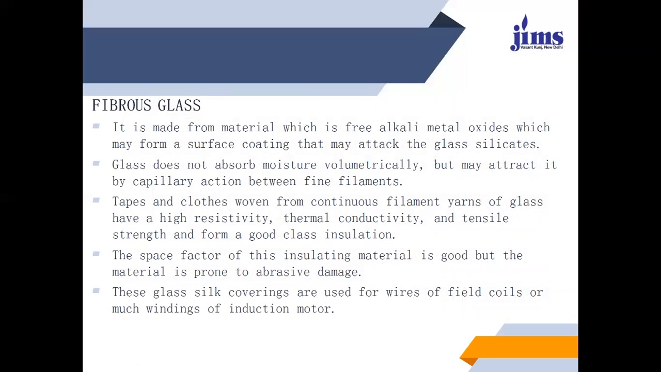Next is fibrous glass. It is made from material which is free of alkali metal oxides, which may form a surface coating that may attack the glass silicate. Glass does not absorb moisture volumetrically, but may attract it by capillary action between the fine filaments. Tapes and cloths woven from continuous filament yarns of glass have high resistivity, high thermal conductivity, and tensile strength, and form a good glass insulation. The space factor of this type of insulating material is good, but the material is prone to abrasive damage. These glass coverings are used for wires of field coils or windings of induction motors.